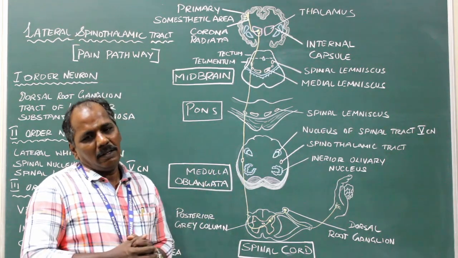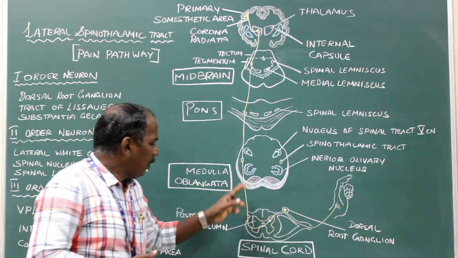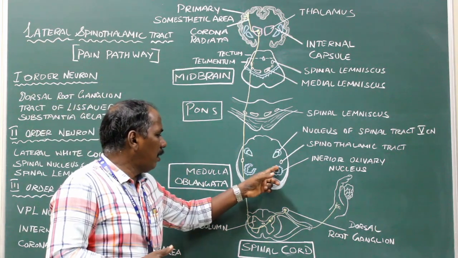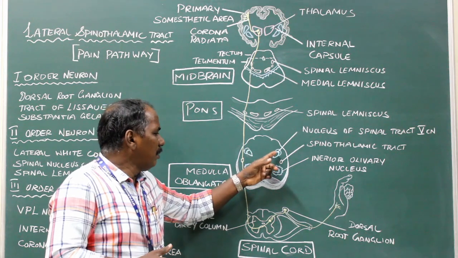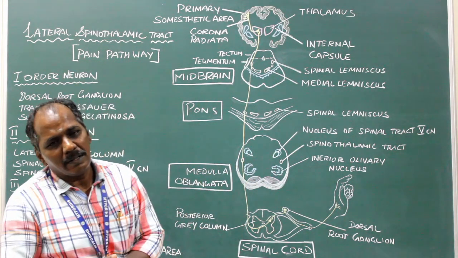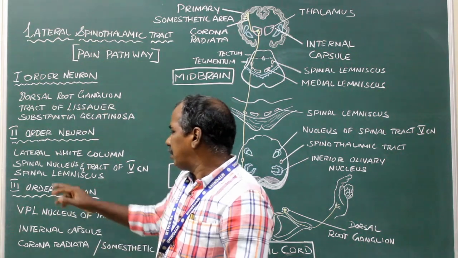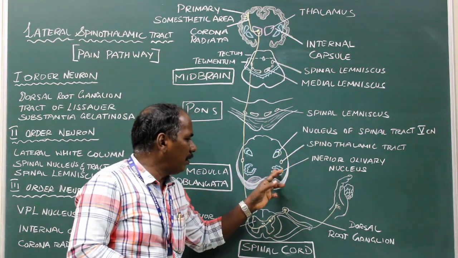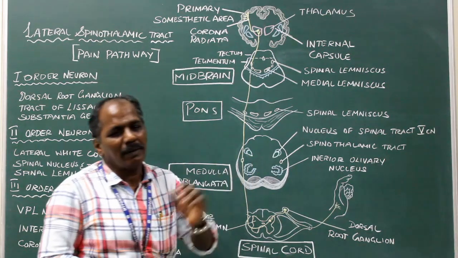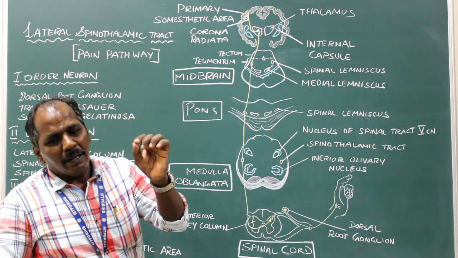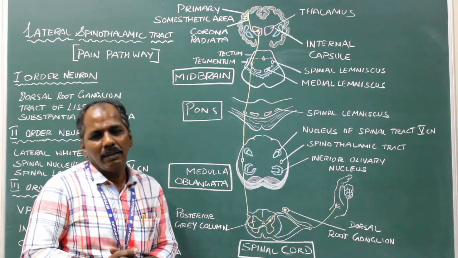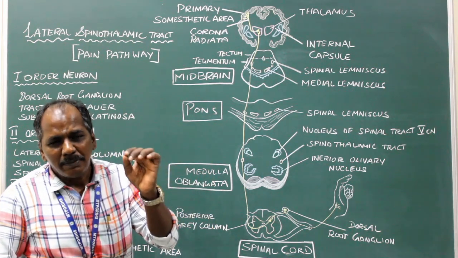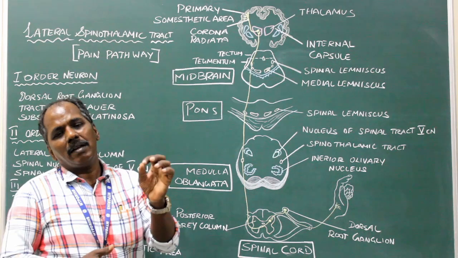In the medulla oblongata, the spinothalamic tract lies between the inferior olivary nucleus and the nucleus of the spinal tract of trigeminal nerve. So this is the spinothalamic tract. In the upper part of the medulla oblongata, it joins with the anterior spinothalamic tract and spinotectal tract to form the spinal lemniscus.